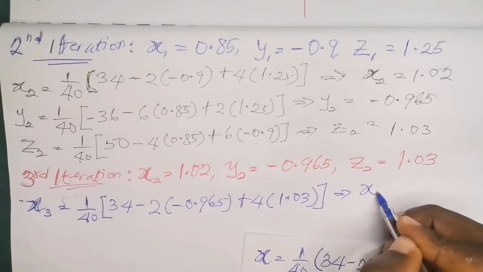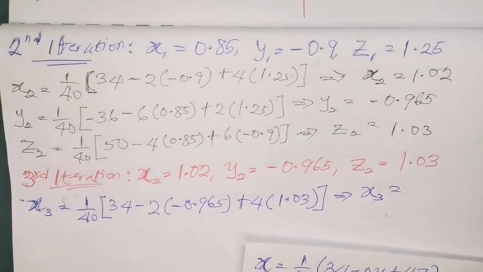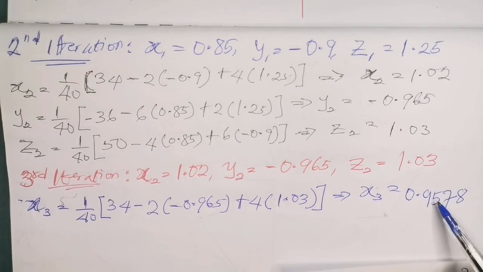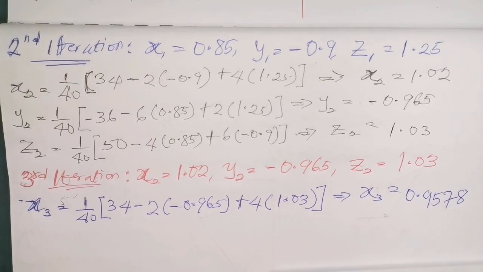And x3 is going to be equal to, let's punch everything together. So upon final evaluation, we have x3 to be equal to 0.9578 approximately. So we are choosing 4 decimal places. Okay, now we solve for y3.